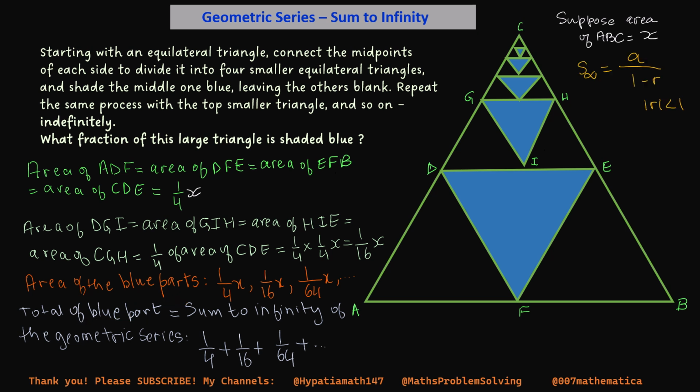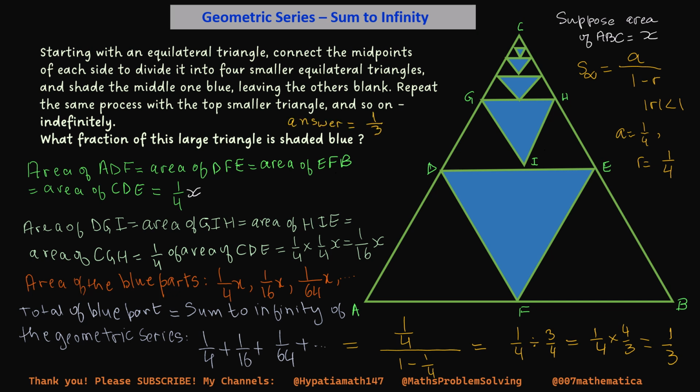So then the sum to infinity is a over 1 minus r, where mod r is less than 1. So r is the common ratio, so r is 1/4 and a is 1/4, and so I can write that the sum to infinity is 1/4 divided by 1 minus 1/4, which is 1/3. So the answer is 1/3.